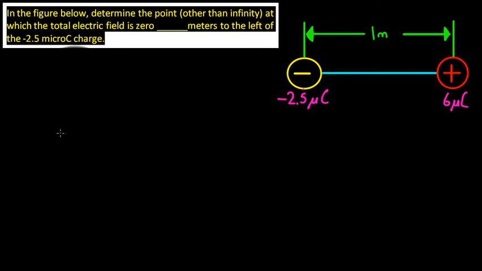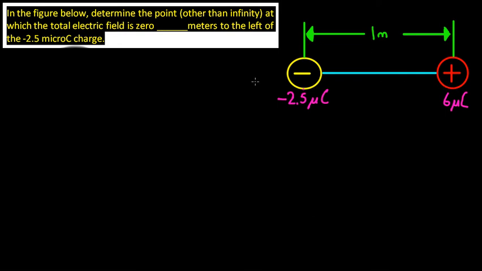Alright, so we have this problem. In the figure to the right, determine the point, other than infinity, at which the total electric field is 0, meters to the left of the negative 2.5 microcoulomb charge. So we've got the figure: the negative 2.5 microcoulomb charge, and to the right of that a 6 microcoulomb charge, separated by 1 meter.